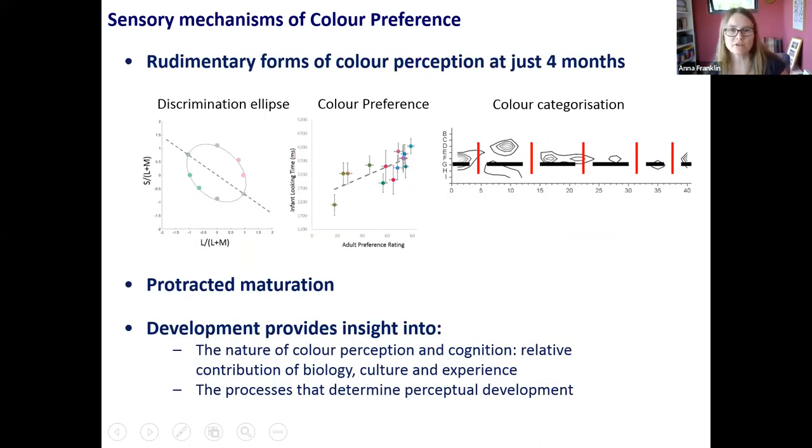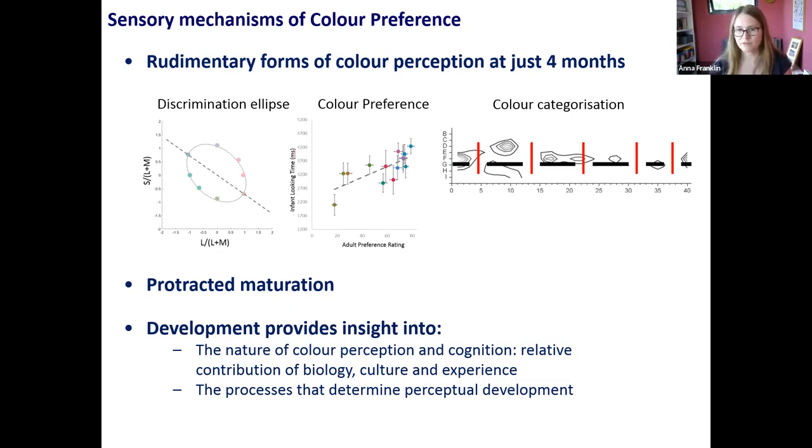So to summarise, we find rudimentary forms of colour preference at just 4 months. So the sensitivity to colour and its relationship with the environment, colour preference and colour categorisation can all be traced back to infancy in a kind of rudimentary form. We also see protracted maturation of colour perception. So for example, colour discrimination takes up until adolescence to mature. Colour constancy also continues to develop throughout childhood. And this development provides insight into the nature of colour perception and cognition.